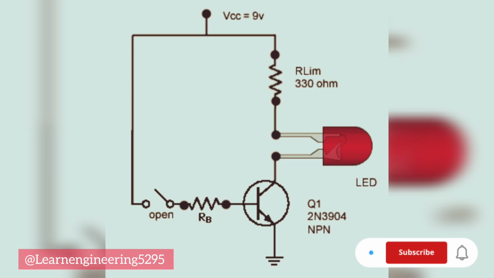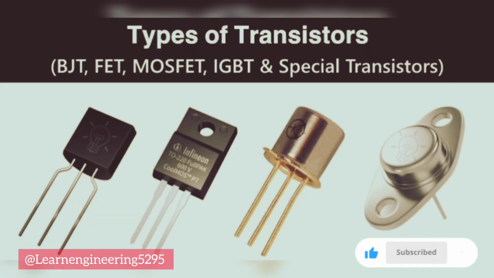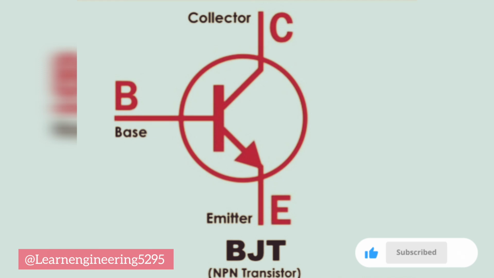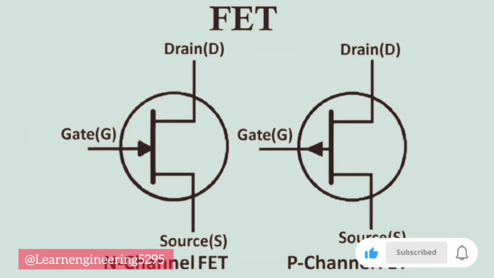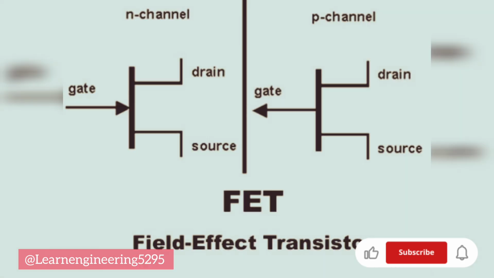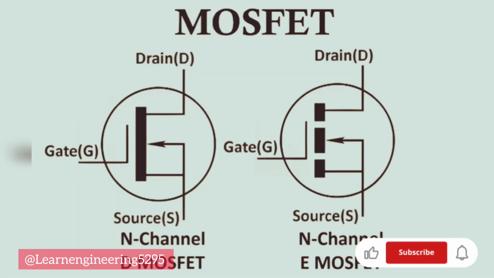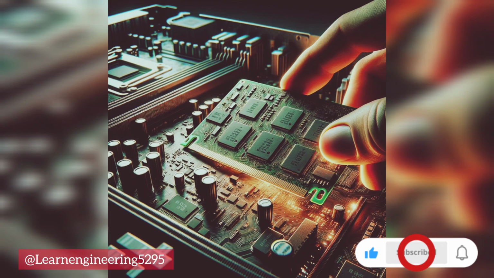There are many types of transistor, but the most common are: bipolar junction transistor, BJT, used for amplification; field effect transistor, FET, used for switching in digital circuits; MOSFET, the star of modern electronics, found in CPUs, RAM, and more.